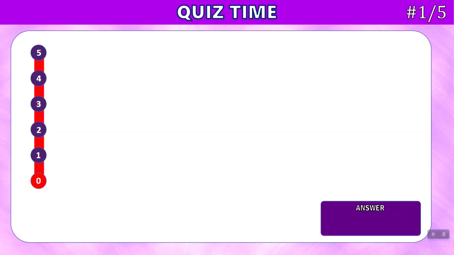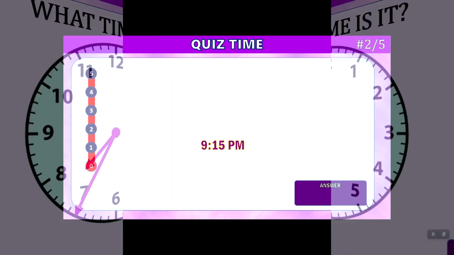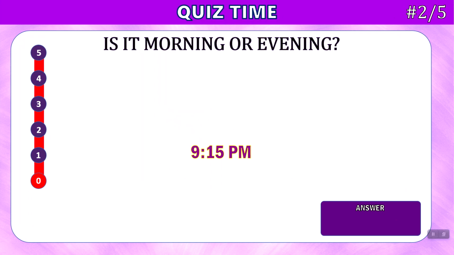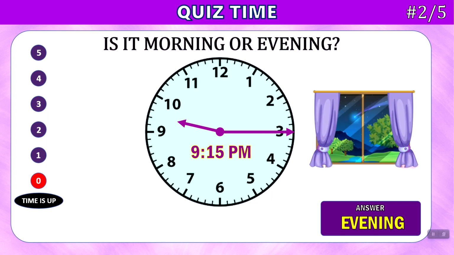And now it's quiz time. What time is it? You have 5 seconds. Time's up. The answer is 7:35. Number 2. Is it morning or evening? Time's up. We know 9:15 p.m. tells us it is evening.